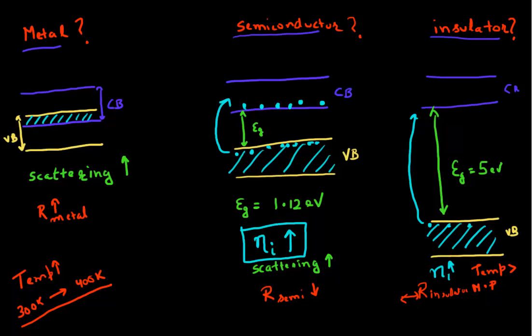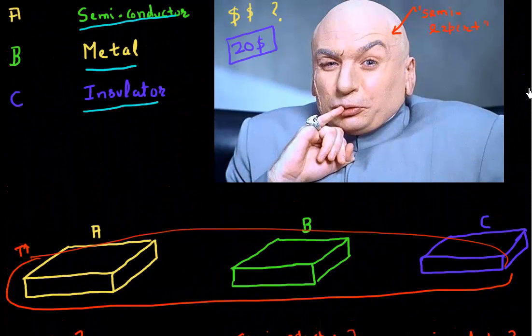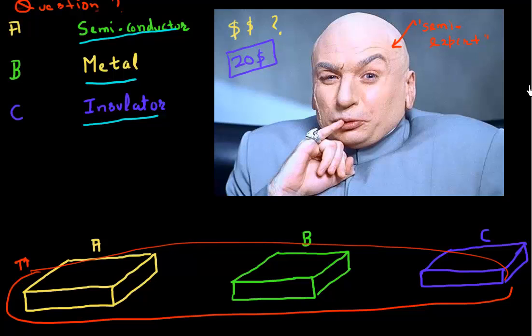So now this is interesting. If I increase my temperature from 300 to 400 Kelvin, the resistance of my metal should increase, the resistance of my semiconductor should decrease, and the resistance of my insulator should more or less remain constant. So what I can do now is go back to my acquaintance and say, I've figured it out.